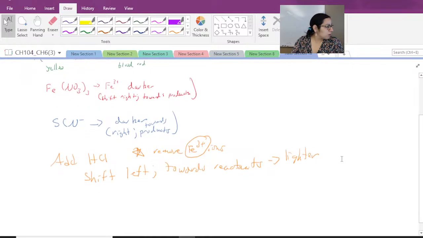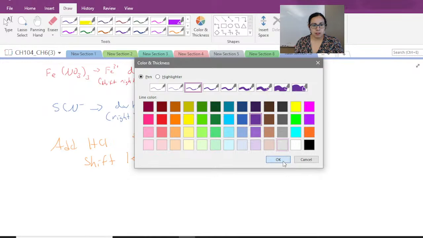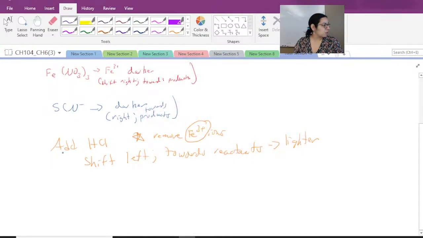And then, what about the last bit? The last bit is usually the trickiest one. But it said something of place your test tube in hot water.